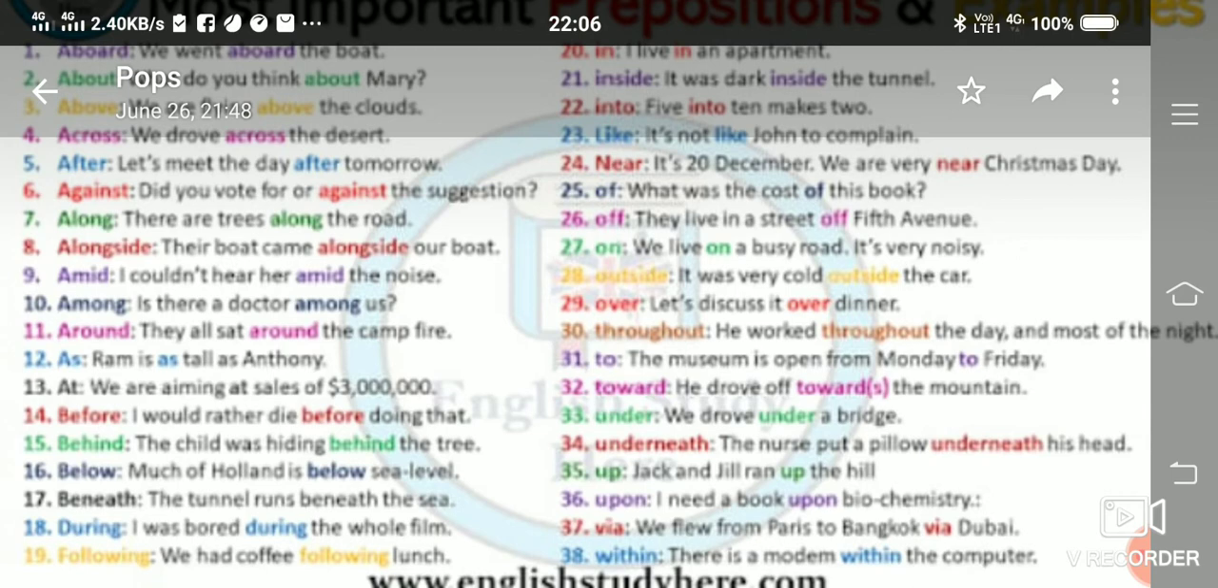Towards: he drove off towards the mountain. This is an example of towards.